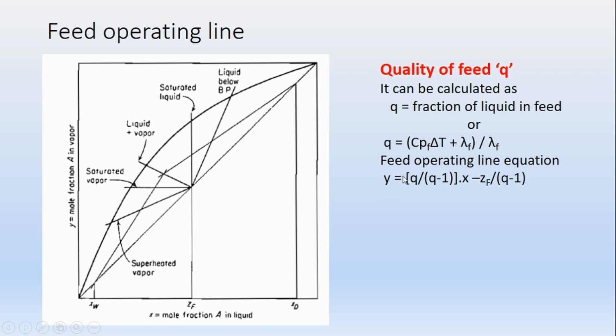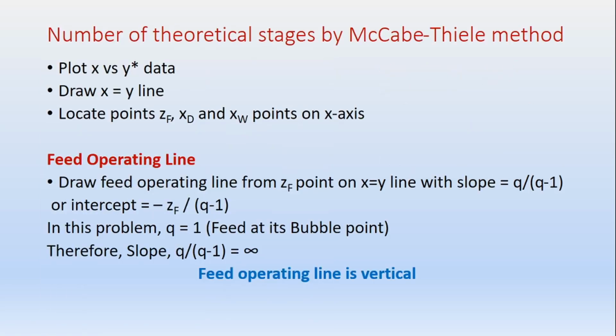Okay, so this is the equation for the feed operating line. The feed operating line has a slope of q by q minus 1, and it has an intercept of minus zF by q minus 1. Okay, so this feed operating line can be drawn either by determining the slope or by determining the intercept. Okay, so we are going to get different types of feed operating line depending on the quantities of vapor and liquid present in it. Okay, so let us solve this problem.